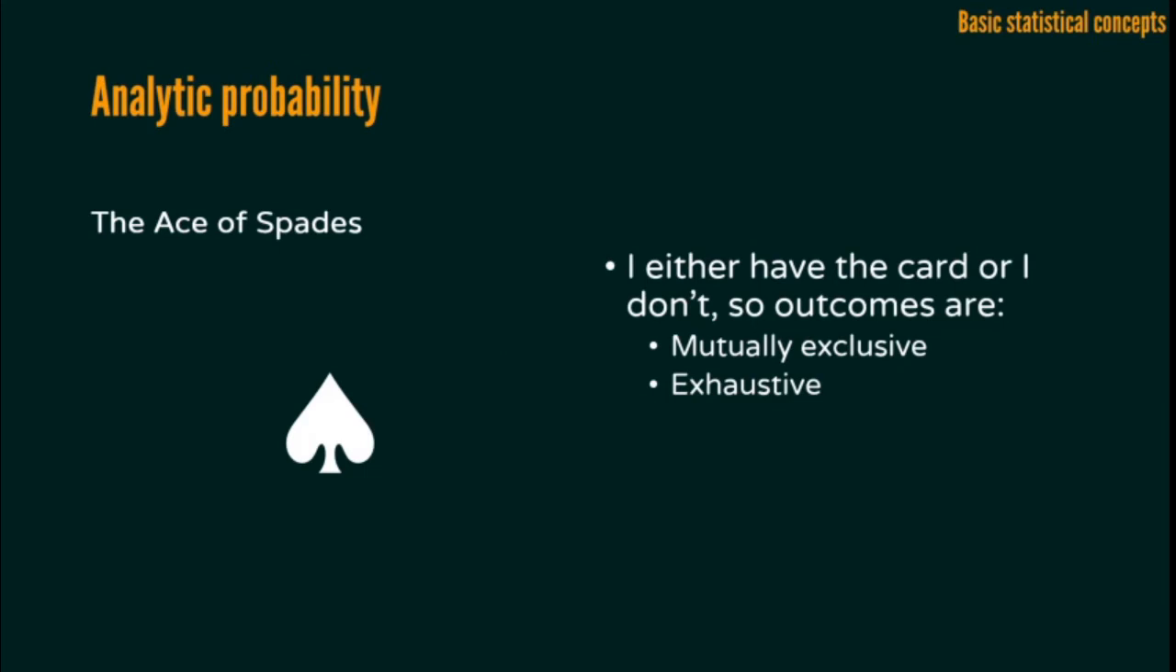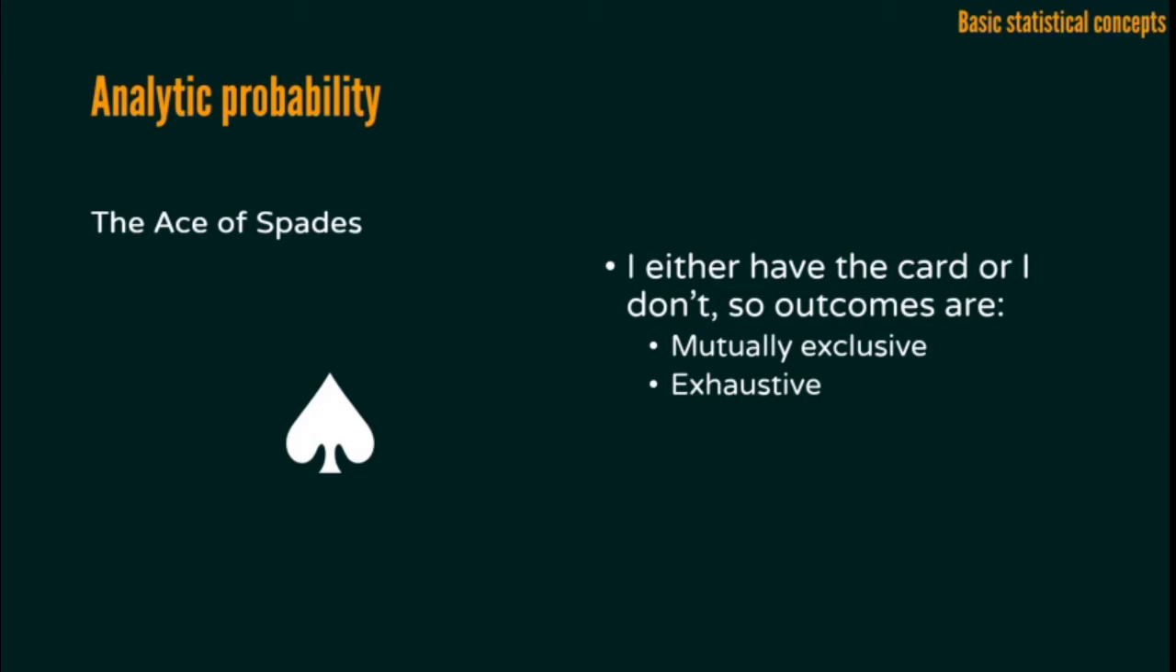So we're going to call this analytic probability because that's what it's called. If I choose a card at random from a deck, what's the chance that it's an ace of spades? Well, that's a pretty easy problem. There's only one ace of spades in a standard deck of cards, and there are 52 cards in a standard deck if we exclude the jokers. Therefore, the answer is 1 over 52, or 0.019.